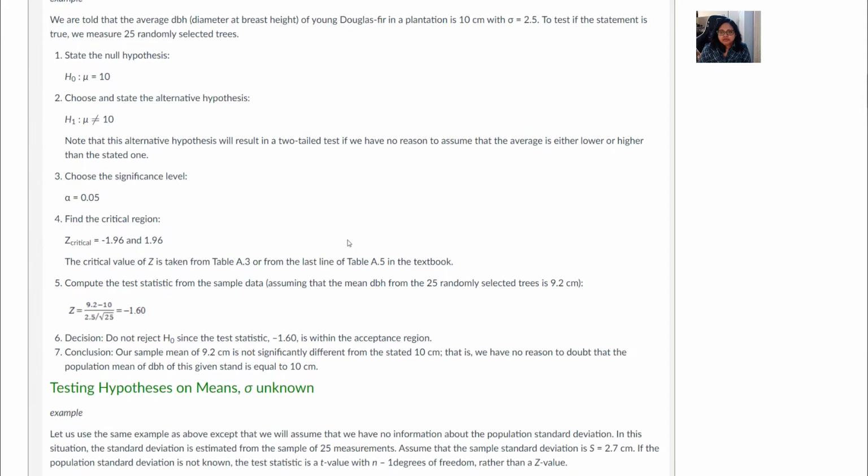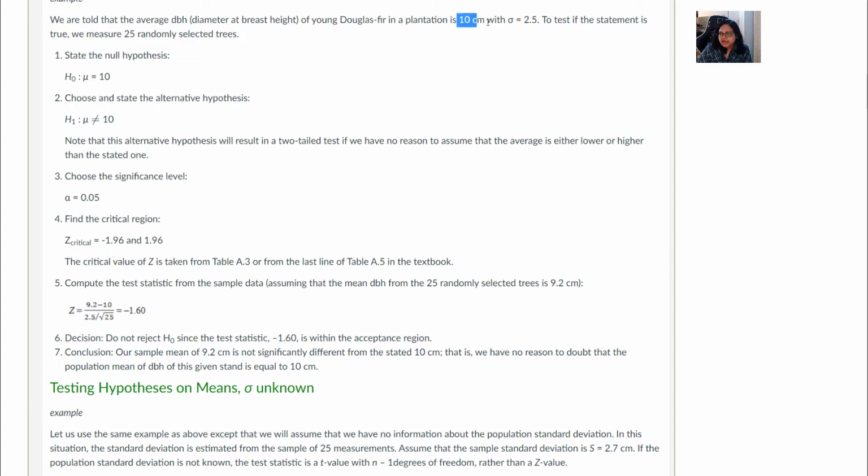Let's actually talk about one example. In this example we are talking about the Douglas fir, and the average Douglas fir is 10 centimeters. We know the population value, and we are trying to make an inference using some sample data. Using 25 randomly selected trees, we found that the mean of those 25 sample trees is 9.2. So that's why we use 9.2 in here.